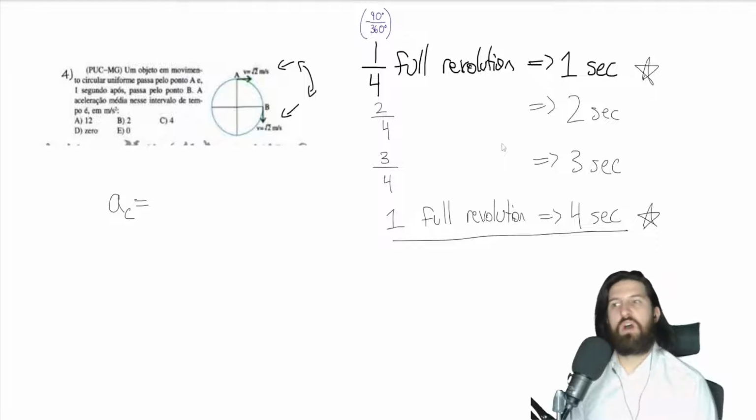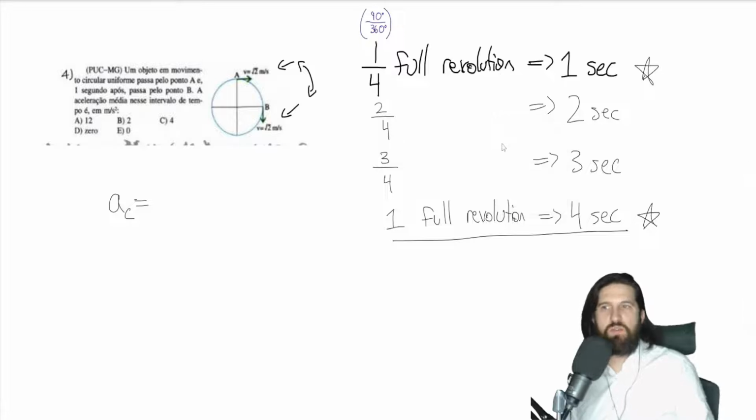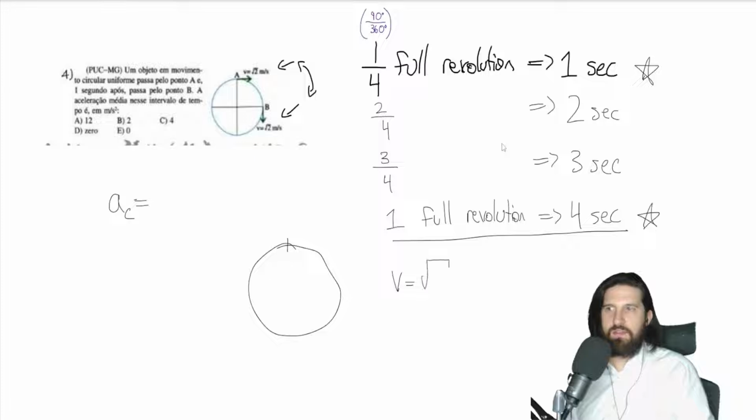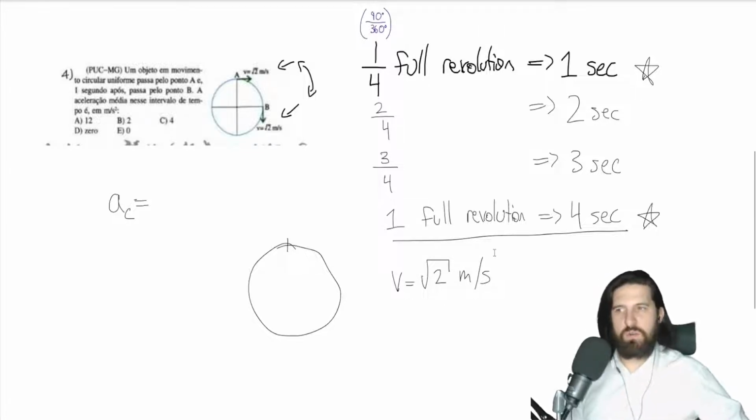We know that it takes 4 seconds to do a full revolution. And we know what speed it's going around that circle, right? So that means that it's traveling at root 2 meters per second, which is an ugly number, but it's just a number, right? So it's traveling at root 2 meters per second for 4 seconds.